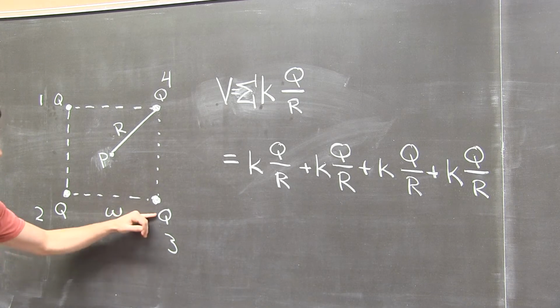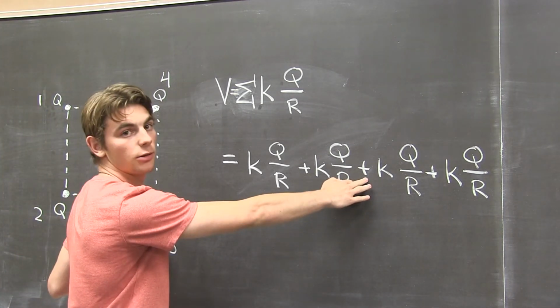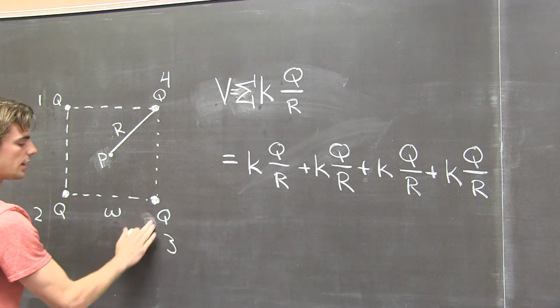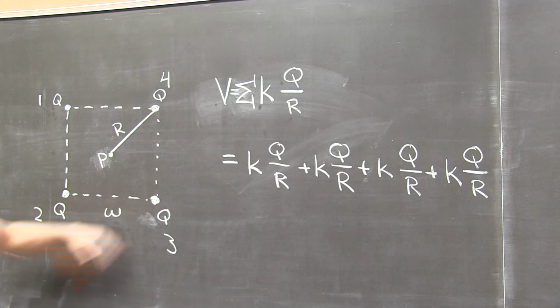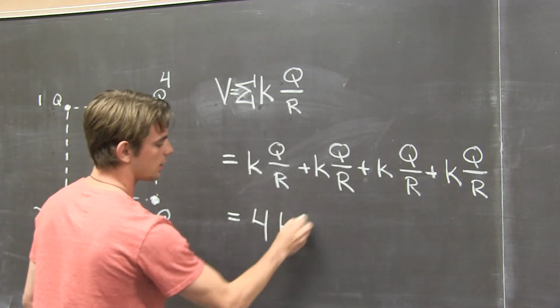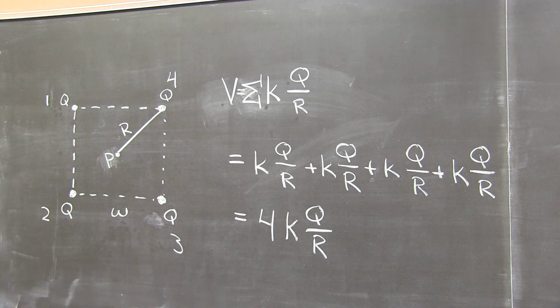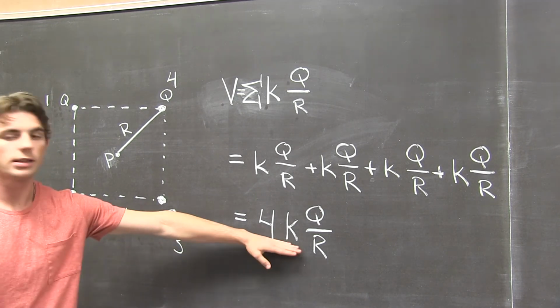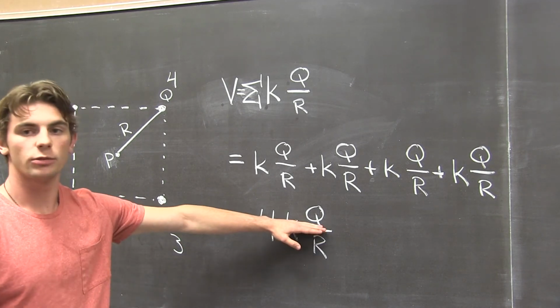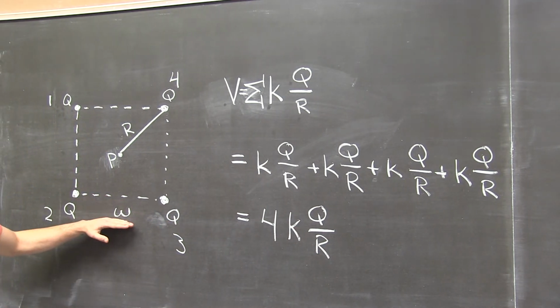However, I should note if one of these charges were negative, we would have to take that into account in the equation and put a negative. Not the case here, so we'll continue. This is then equal to 4 of those KQ over R, since we have 4 charges. Now, we know K, it's a constant, and we're given Q. All we need to do is find R in terms of this length W.